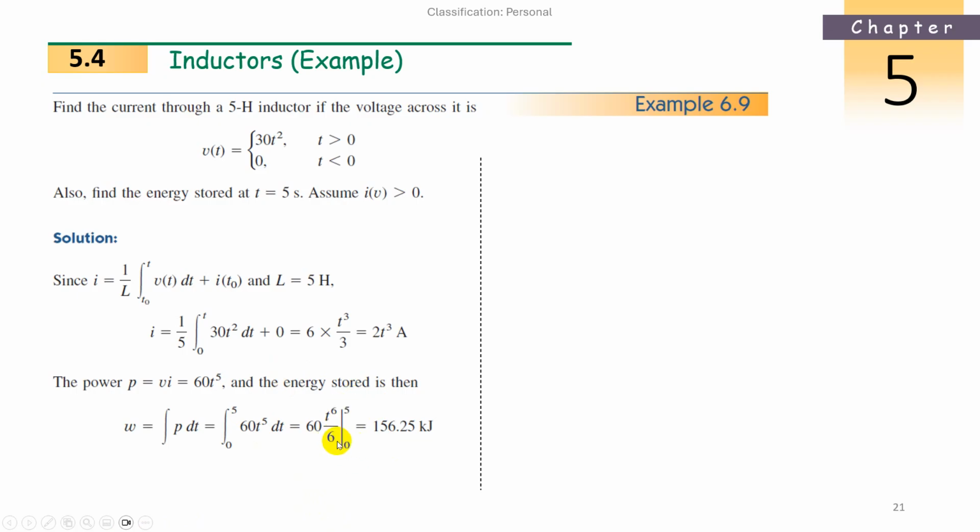So 0, leave it. 0 is the initial condition, it will not come. Only substitute 5 here. 5 power 6. 5 times, 5 times, 5 times, 6 times you have to multiply, and multiply with 60, you will get 156.25 kilojoules.